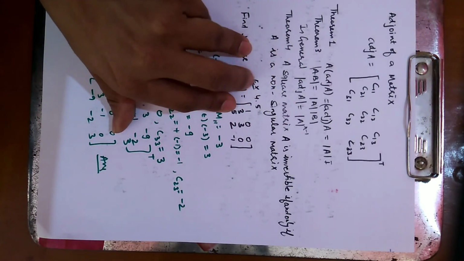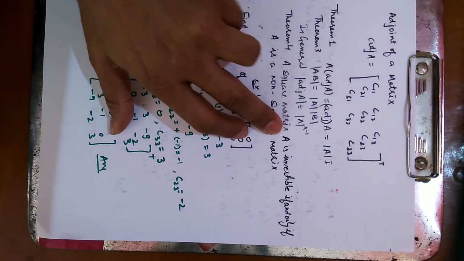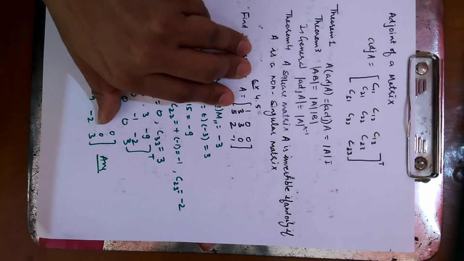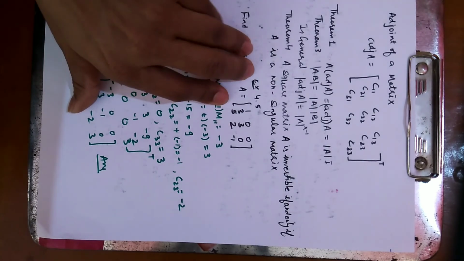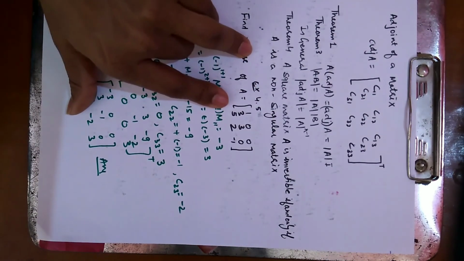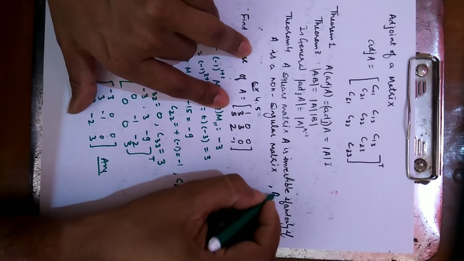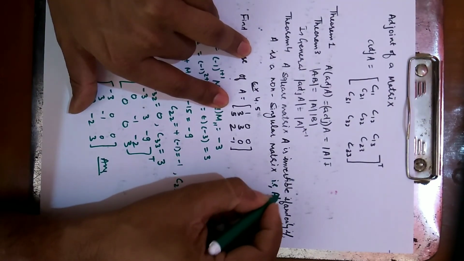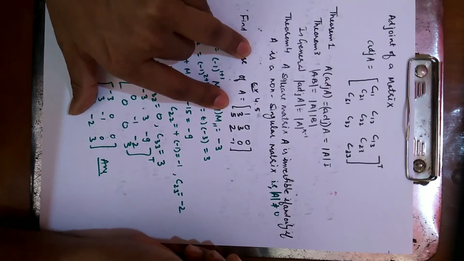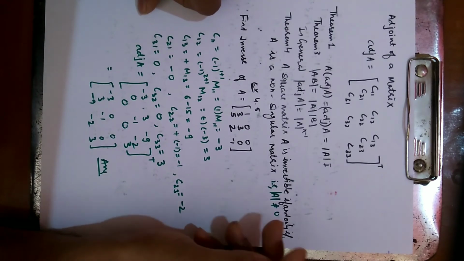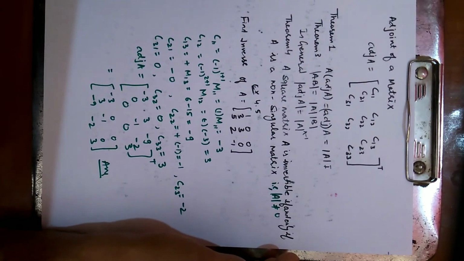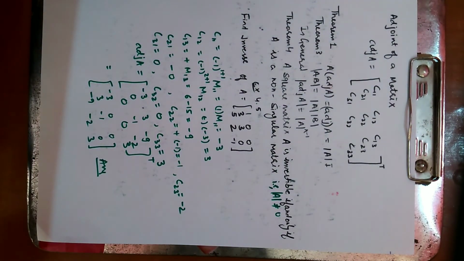Theorem 4 now says that a square matrix A is invertible if and only if A is a non-singular matrix. Non-singular matrix means that determinant of A is not equal to 0; if it is 0, then it is called a singular matrix. We'll discuss more questions based on this. Now we'll move further after this.